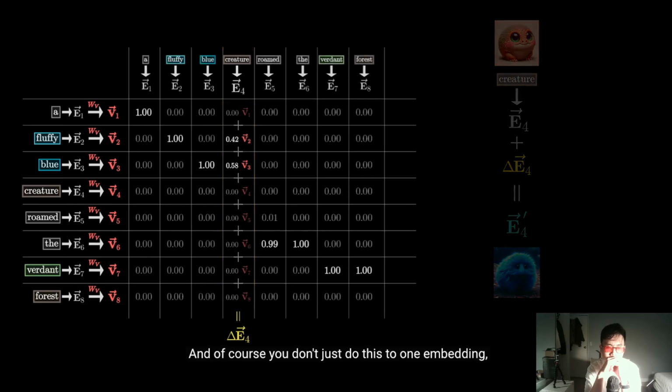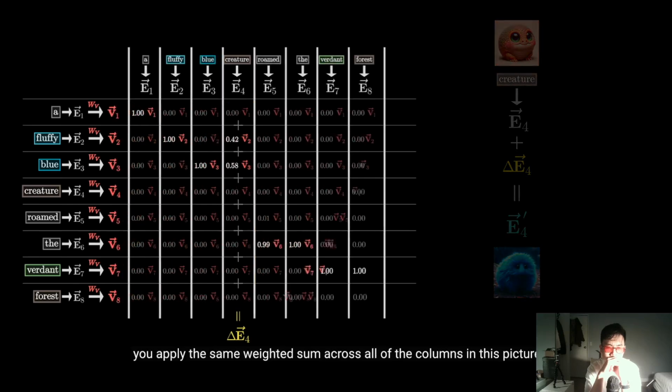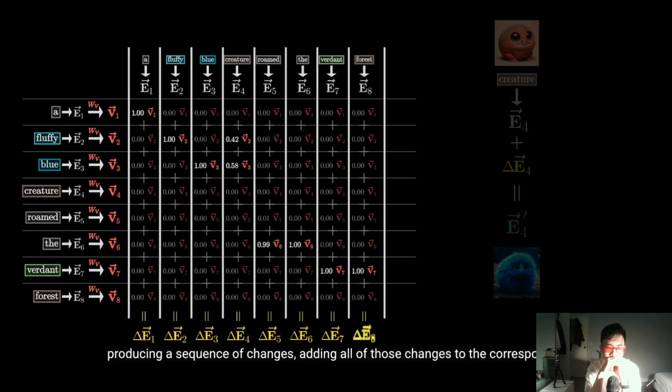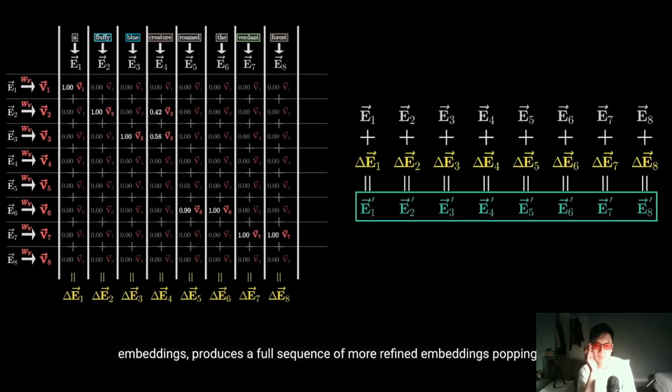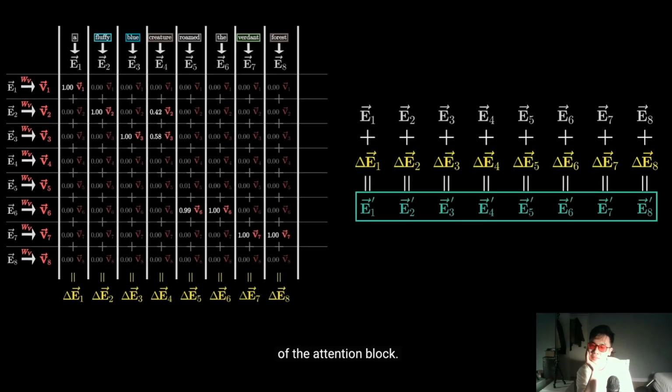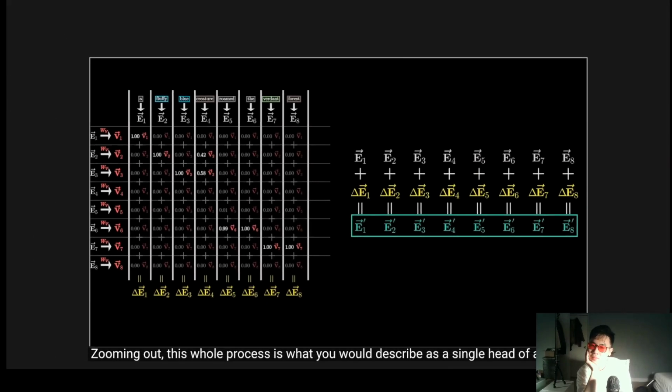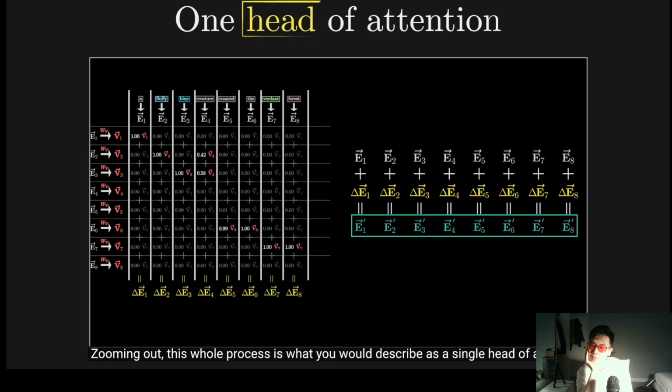And of course, you don't just do this to one embedding, you apply the same weighted sum across all of the columns in this picture, producing a sequence of changes. Adding all of those changes to the corresponding embeddings produces a full sequence of more refined embeddings popping out of the attention block. Zooming out, this whole process is what you would describe as a single head of attention.